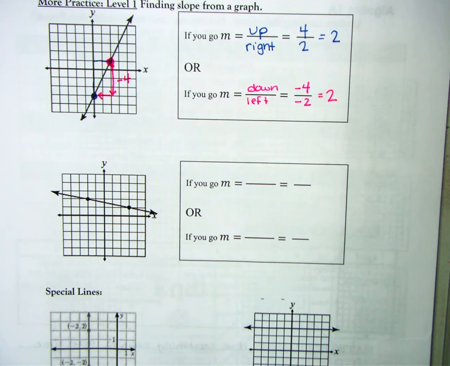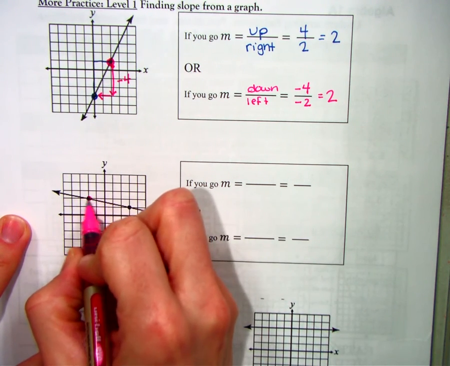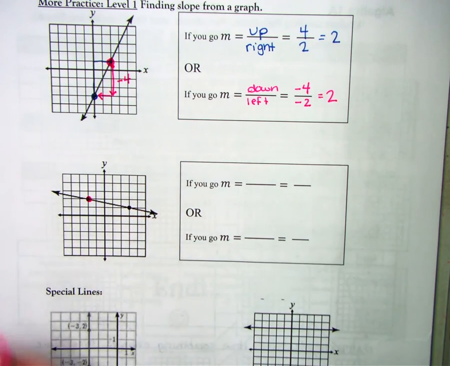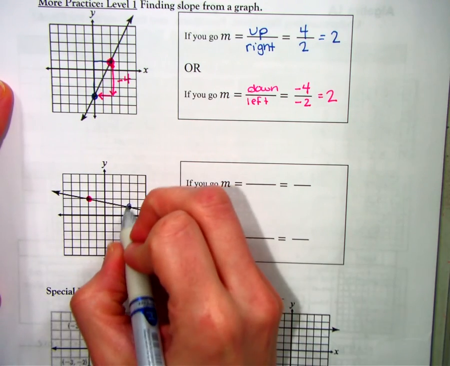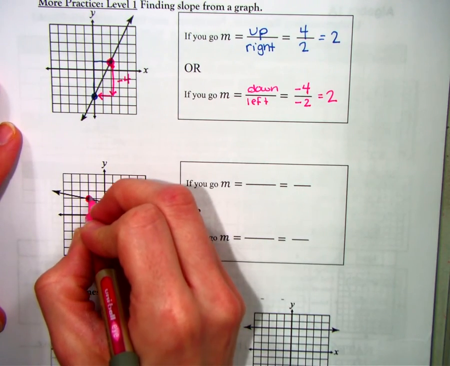Okay, let's take a second and just count the slope on this next one. I don't care how you do it. You can go up and over or you can go down and over, but we should get the same answer regardless of which one we do. So just take a second and count that slope.